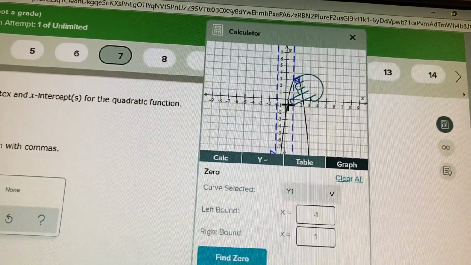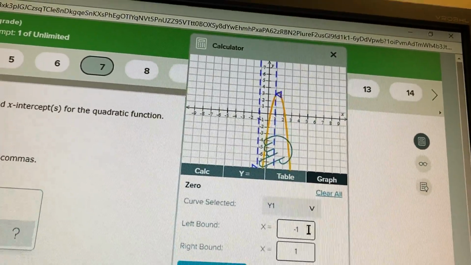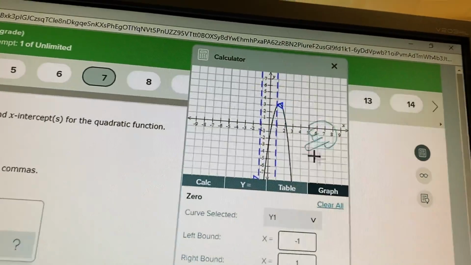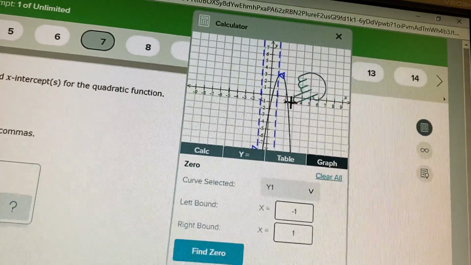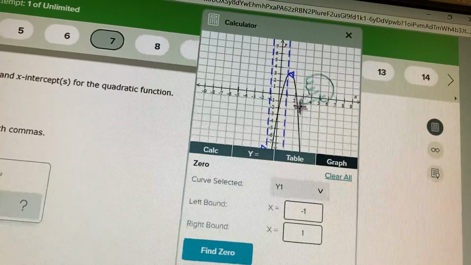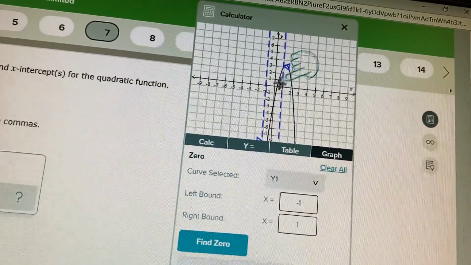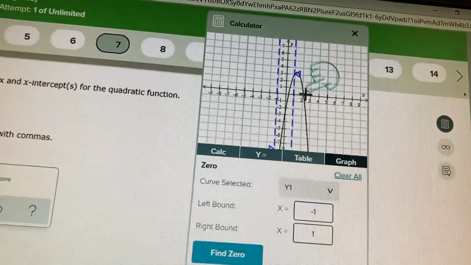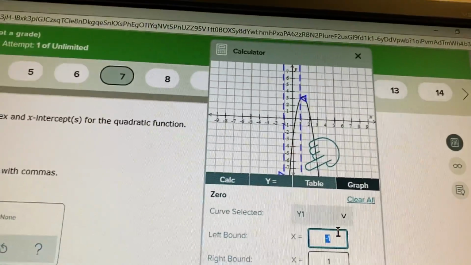Right there where that parabola is crossing the x-axis, the left bound is a little bit more than 0. So the left bound is going to be 0. The right side is a little past the 2. See that? A little past the 2. So we're going to extend that bound to 3. So we're going to say the x-intercepts go from 0 to 3. They're somewhere in there.